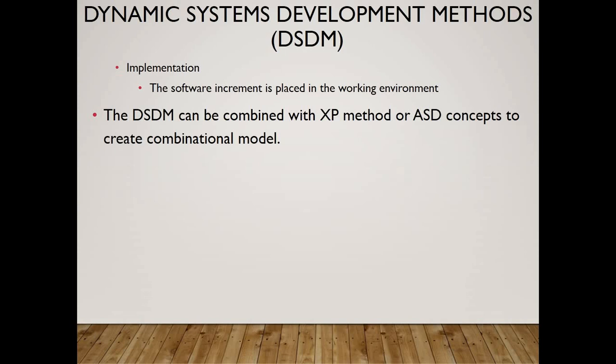The DSDM can be combined with XP, means extreme programming method, or ASD, means adaptive software development concept, to create a combinational model. So here using DSDM, extreme programming, and ASD, we can develop other combinational models also. So these three models, DSDM, XP and ASD, are the basic models. With a combination of these models, we can also create some combinational model and we can apply it to the development of our product.